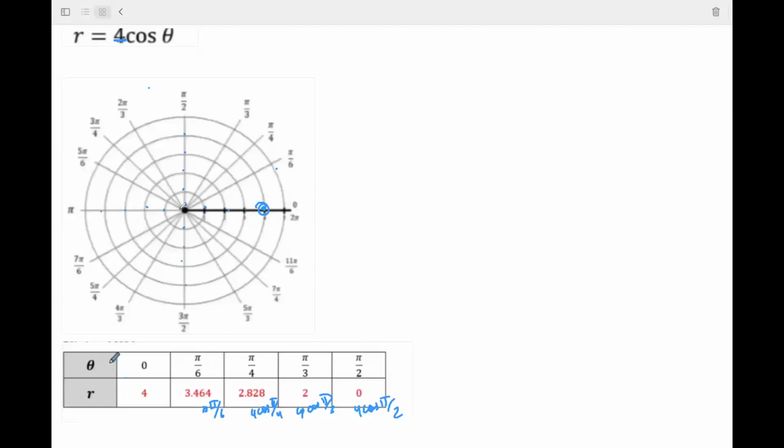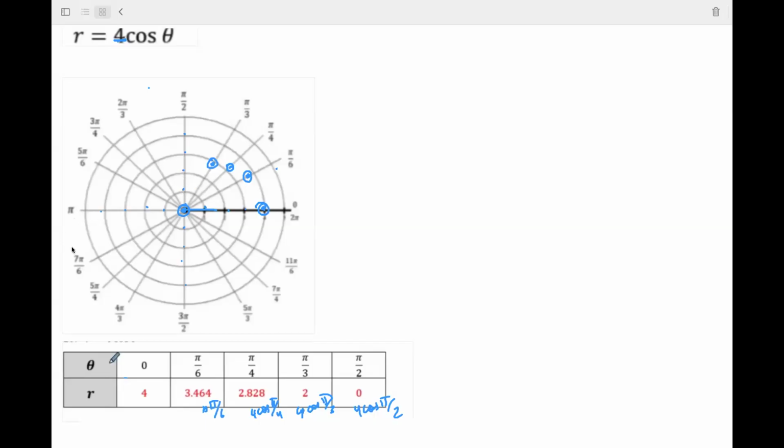That's the pole, meaning that's on the x-axis. This is the pole, right? So that's 4, and then pi by 6, it's 3.4 something. I'll plot this. Pi by 4 is 2.8, in the sense it's like this. And then pi by 3 is a 2. Pi by 3 is a 2. Pi by 2 is a 0.